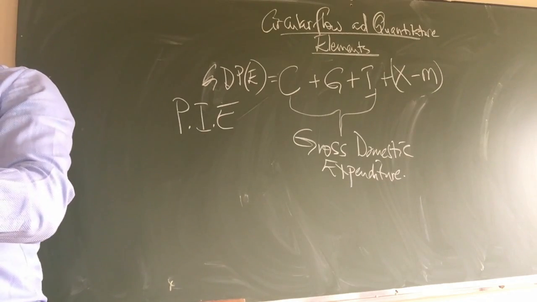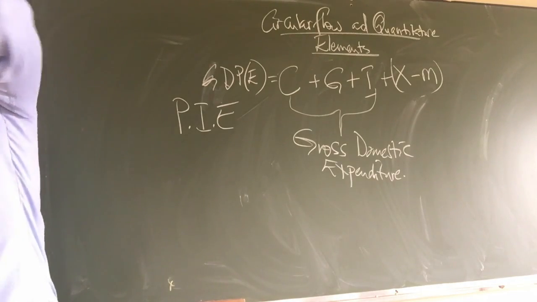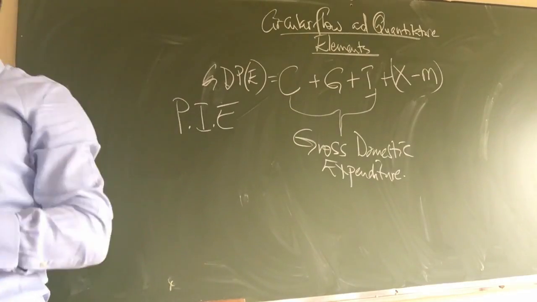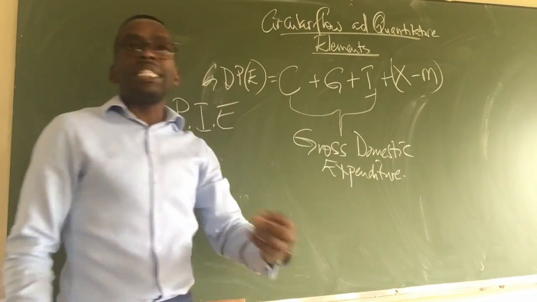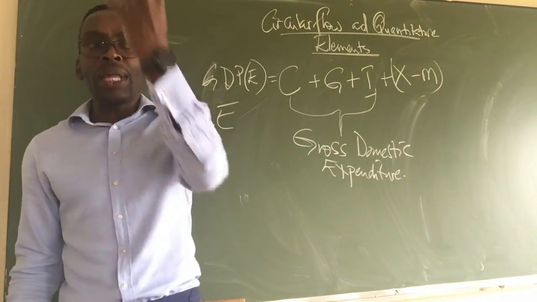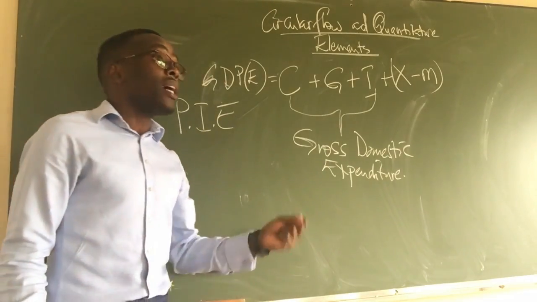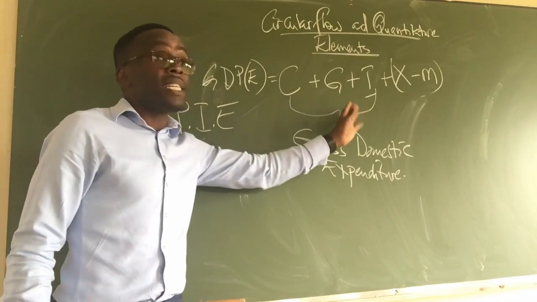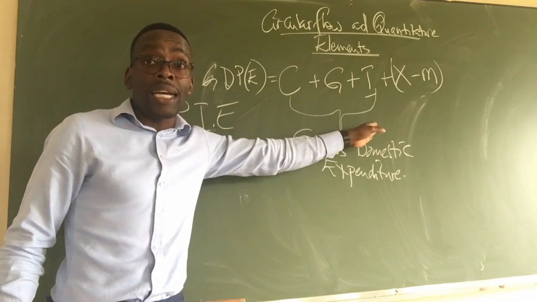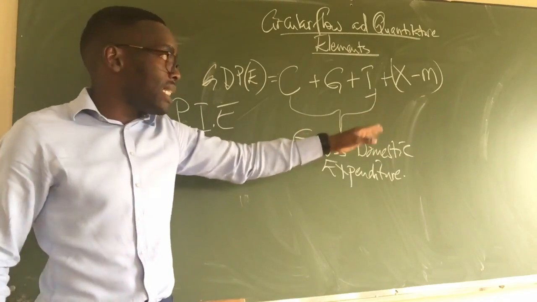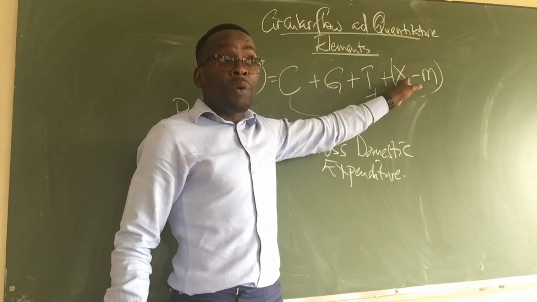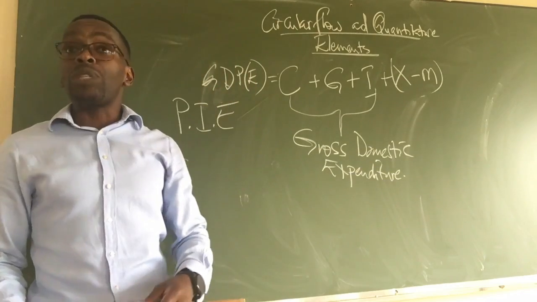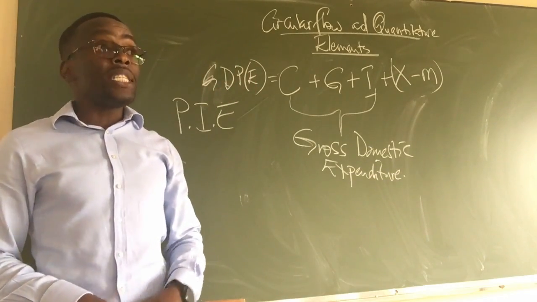It's spending that was done within the borders of a country. Are we together there? It's called domestic because it's expenditure that was done within the borders of our country. So it's gross domestic expenditure when you add these three aggregate components. Then to that, we now add our exports, and then we subtract our M, which is our imports.